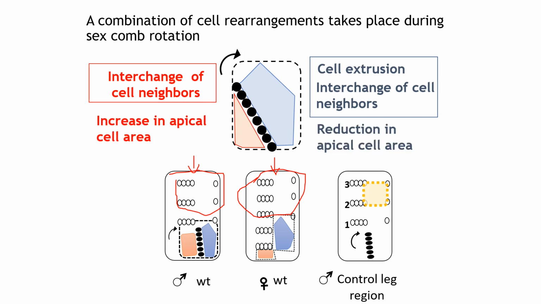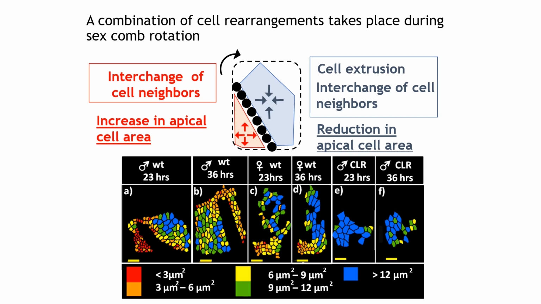However, there are two processes that only happen during the rotation: the increase in apical cell area and the reduction in apical cell area. So these two processes are fundamental and are only found during the rotation. Again, these two are the key processes. And why do we talk about apical cell area? As I said before, we are using as a marker the E-cadherin that allows us to see this apical region.